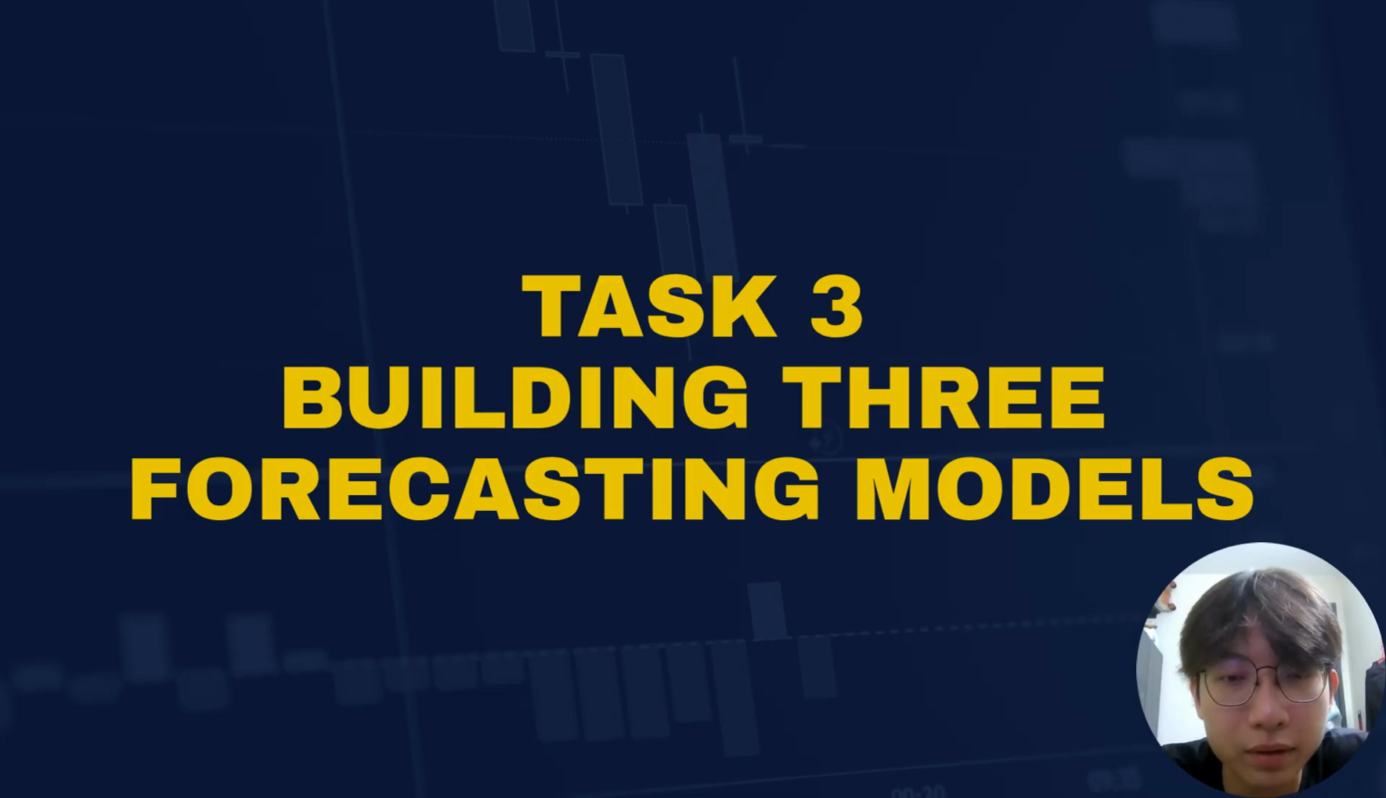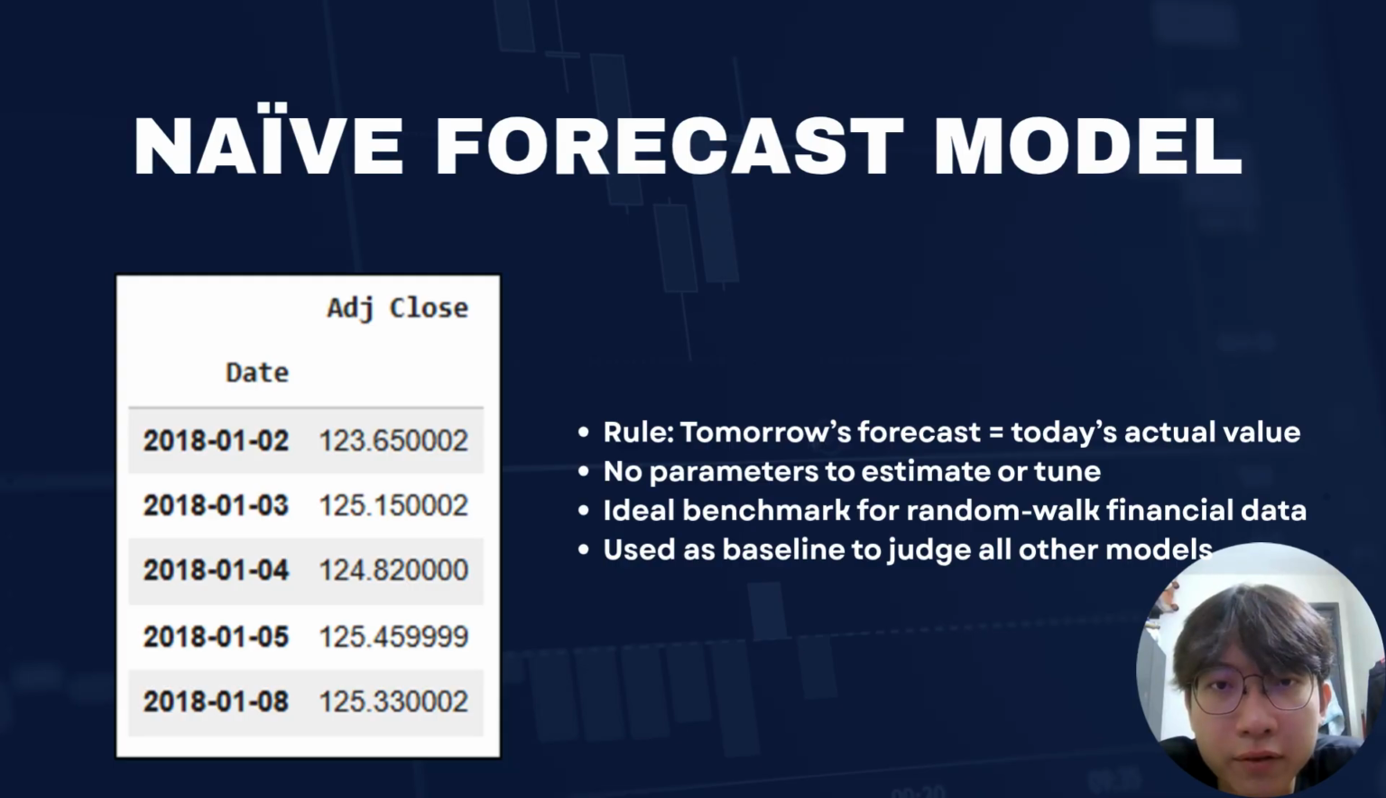Task 3, building three forecasting models. First one, the Naïve forecast model. The Naïve model is a simple benchmark. It predicts tomorrow's price is exactly today's closing price. It needs no calculations or fitting, and it is the standard reference for assets like gold that behave like a random walk. Every other model's performance will be measured against this baseline.